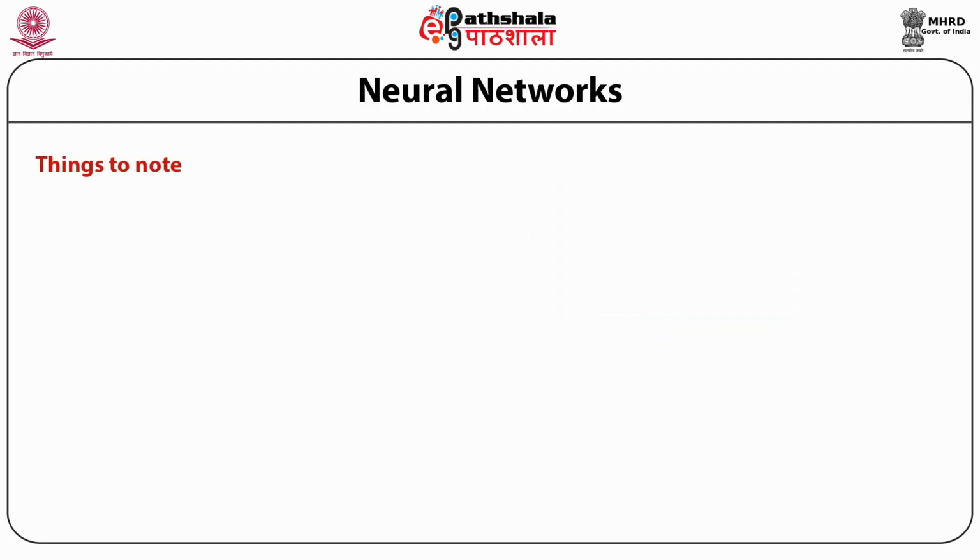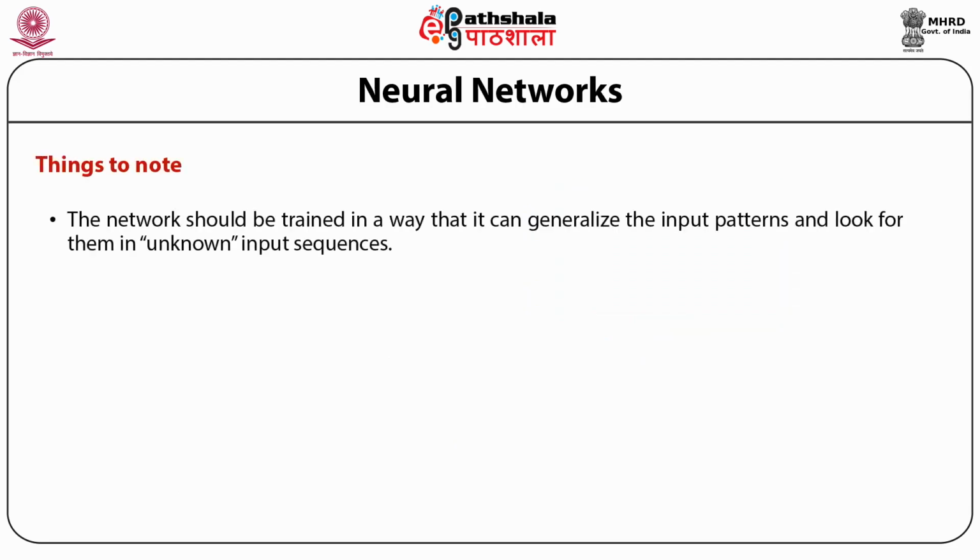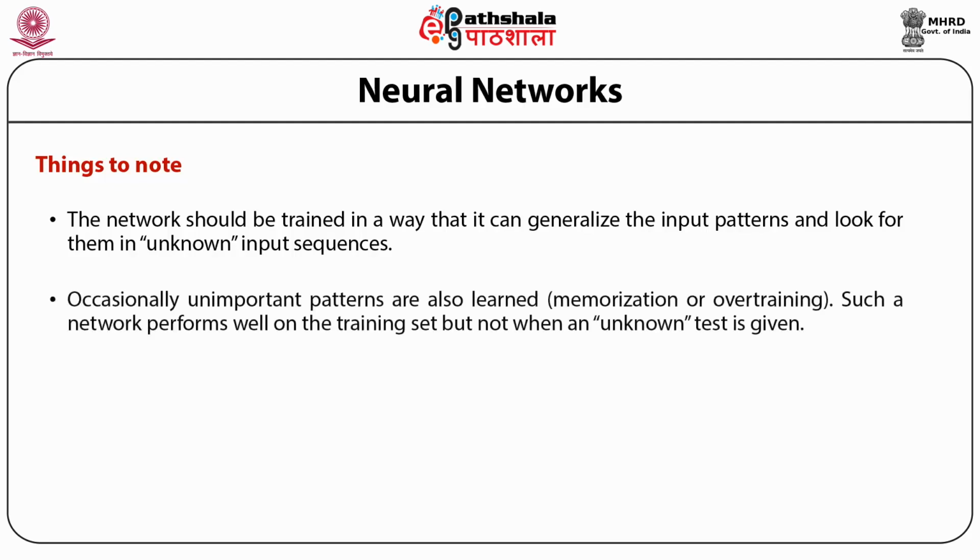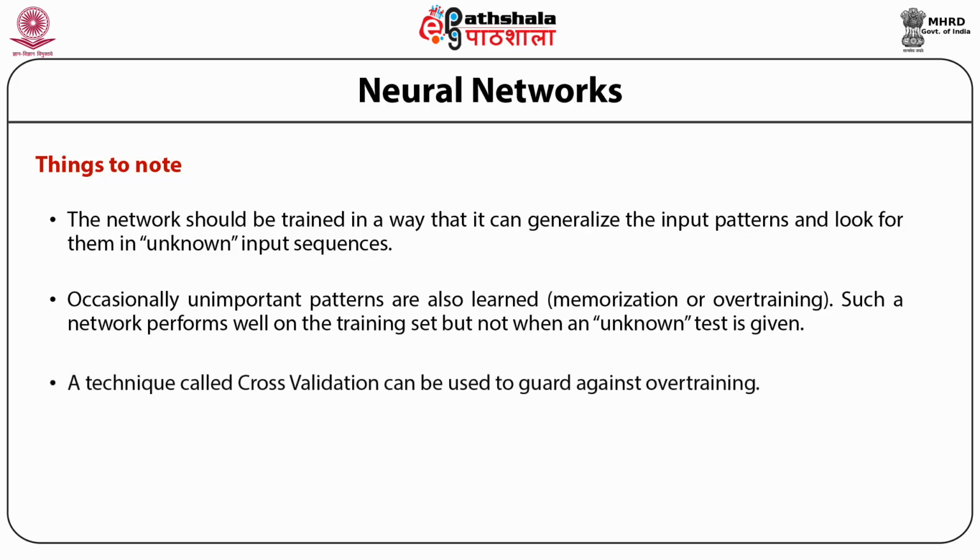So a few things to be noted. The network should be trained in a way that it can generalize the input pattern and look for them in unknown sequences. Sometimes unimportant patterns are also learned. Sometimes we call them memorizations or overtraining. In such a case, the network performs very well for test sequences and performs very badly for unknown sequences. So there are techniques to prevent overtraining, commonly cross-validation, even multi-layered cross-validations, which are used as a guard against overtraining.